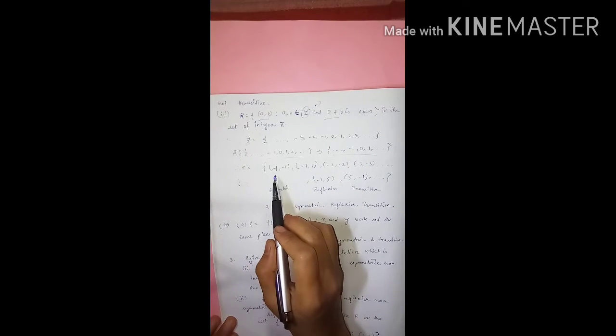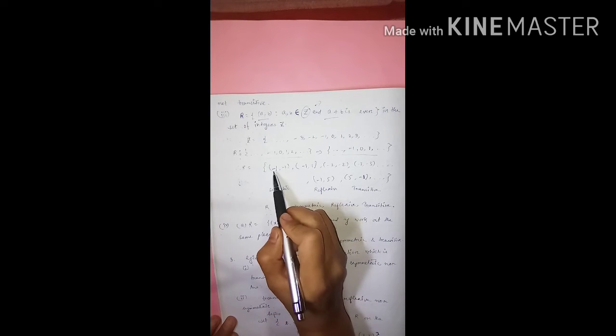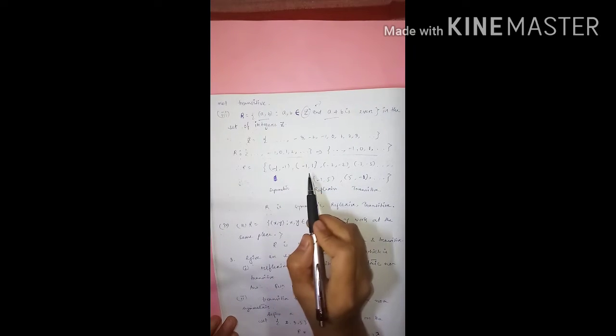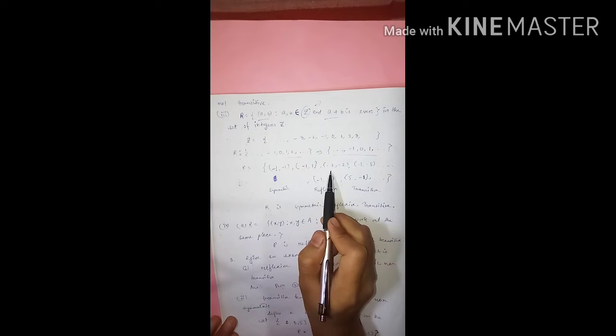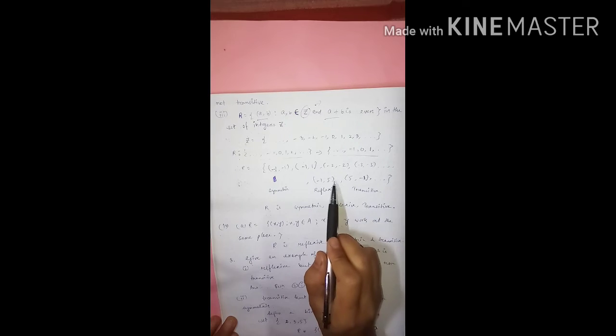I have taken these elements: (-1, -1). So -1 belongs to Z, -1 plus -1 is -2, (-2, -2), (-3, -3), and the two elements (-1, 5) and (5, -1).